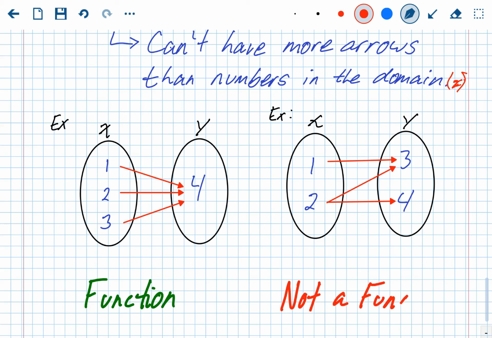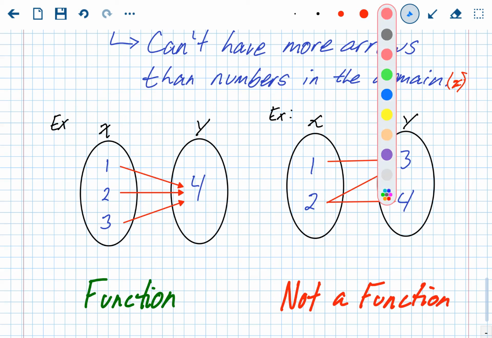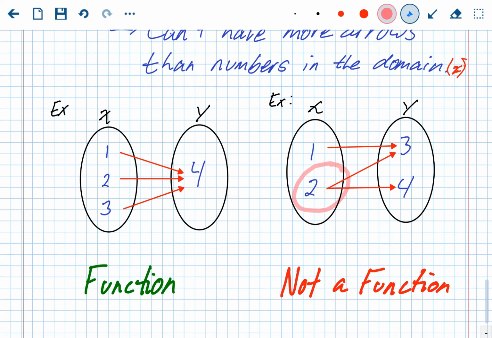Why is it not a function? Well, there are 2 arrows coming out of the 2. You can't have that. Again, and then the alternate definition, there's 2 numbers in our domain. There's 2 numbers in the X circle, but there's 1, 2, 3 arrows. So this is not a function. And that is the definition of a function.